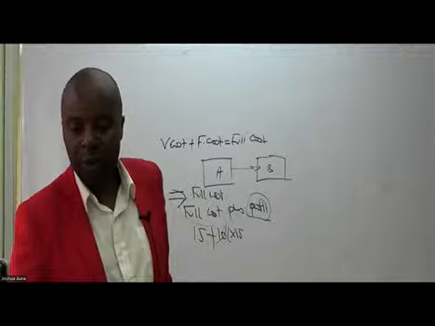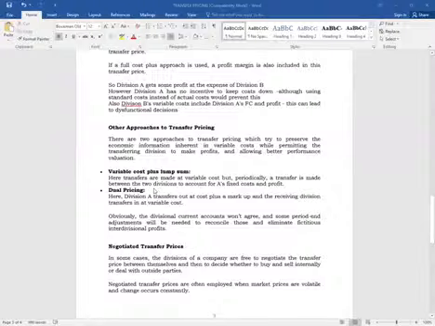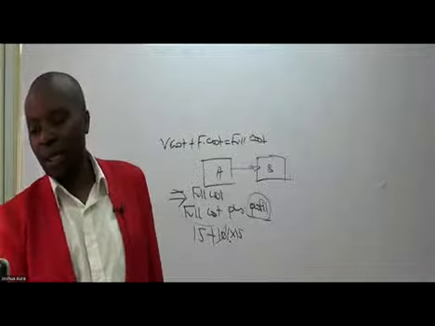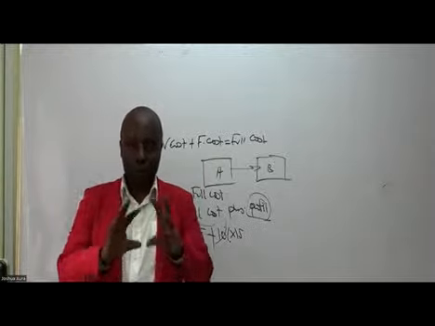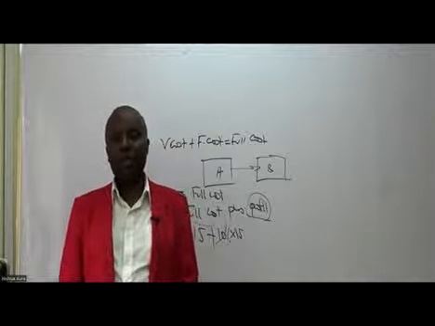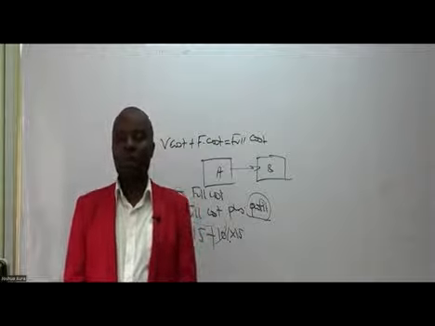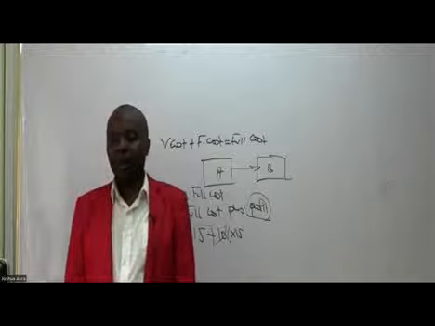So we are told, ladies and gentlemen, that under variable cost plus lump sum, transfers are made at variable cost, but periodically a transfer is made between the two divisions to account for fixed cost and profits. Is that clear, ladies and gentlemen? Variable cost plus lump sums. You simply say Y for yes or N for no.